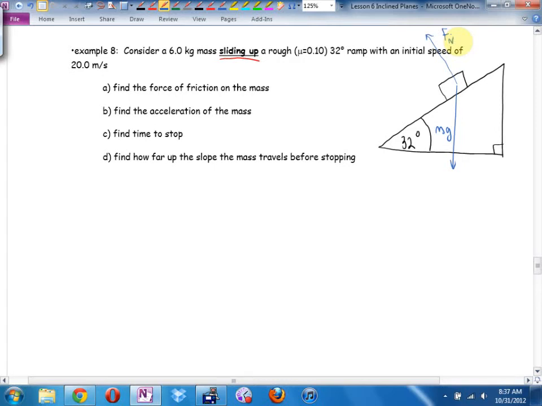What else? Friction. Which way? Which way is the block sliding? Up. So friction is parallel, down the slope.